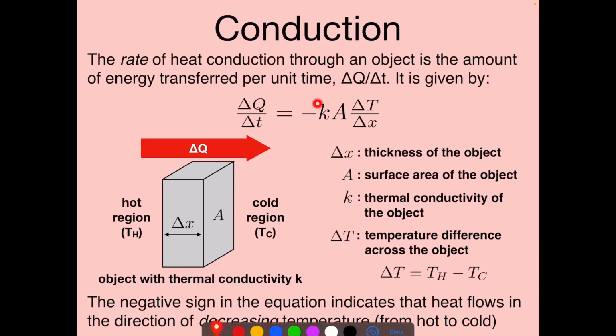Now, the negative sign in this equation is telling us that the heat flows in the direction of decreasing temperature. In other words, it flows from hot to cold, not the other way around. But typically, we can just neglect the negative sign in the equation.